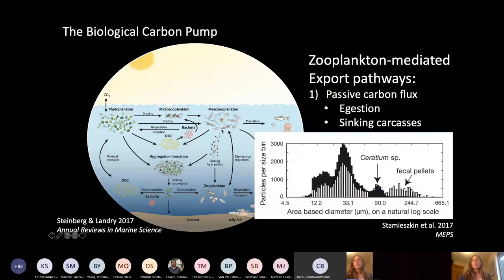And as they feed, they produce fecal pellets, so they poop. I've been yelled at for calling it poop in a talk. So they ingest, they don't poop.